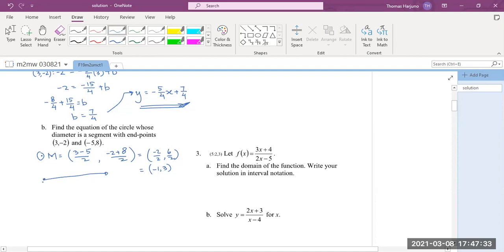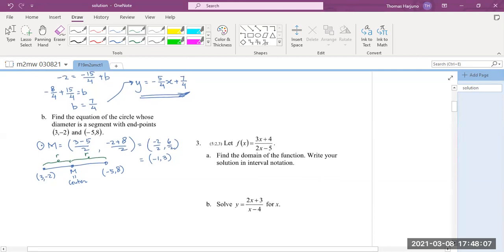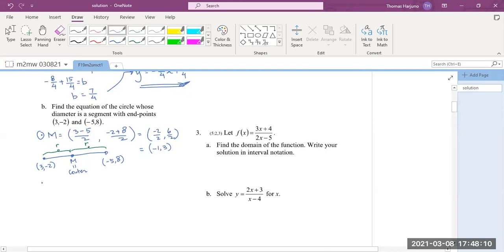So these are the endpoints. That's 3, negative 2. This is negative 5 comma 8. We get the midpoint, which is the center. Now to find the radius, I will find the distance from one of the endpoints to the center, or the center to the other endpoint. Either one will give us the radius, right? Okay, so the second step, the radius squared equals, let me use 3 comma negative 2 again.